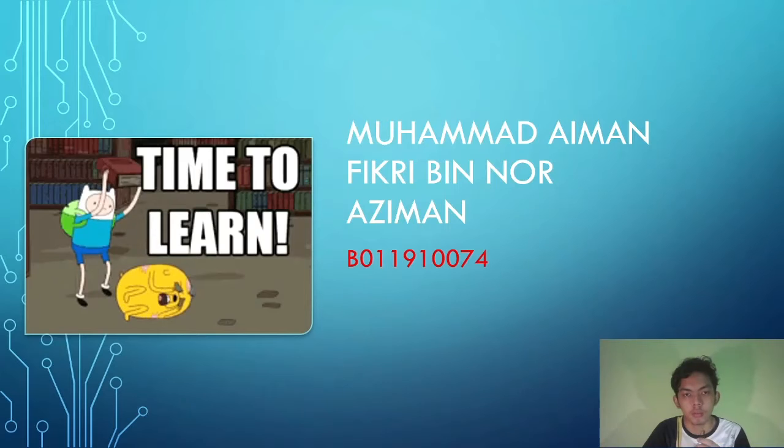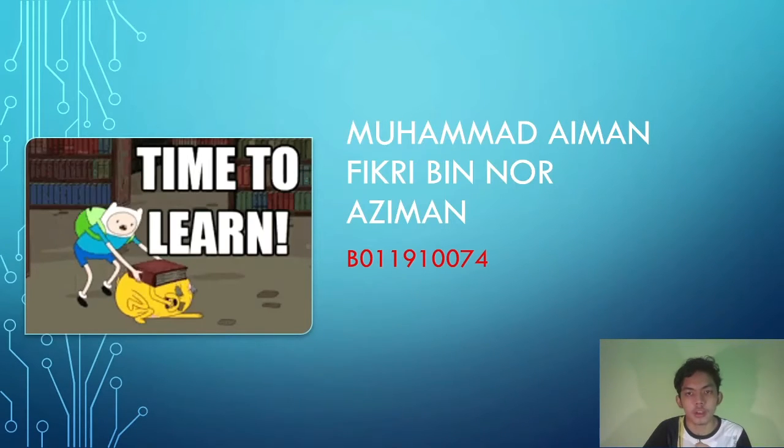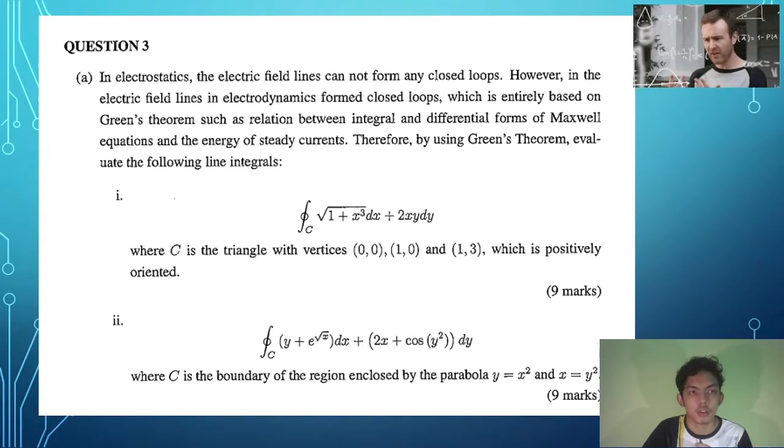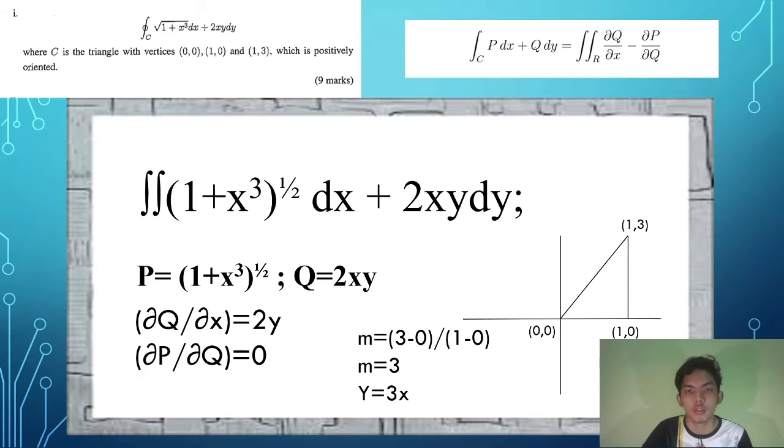Assalamualaikum. Today I, Muhammad Fikri bin Aziman, will explain how to solve a question using Green's theorem, question 3a1. From this equation we need to solve it using Green's theorem, where C is the triangle with vertices (0, 0), (1, 0) and (1, 3), which is positively oriented. Firstly, we need to draw the graph for the bounded region. From the equation we get a triangle shape, plotted using the given coordinates.